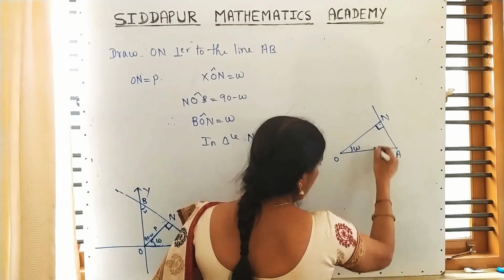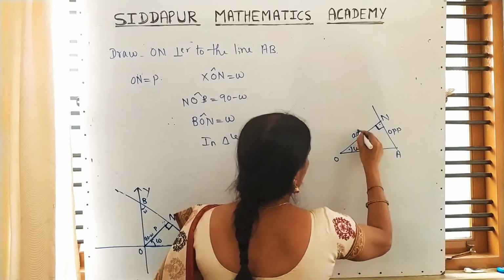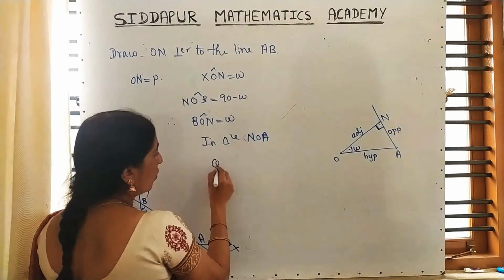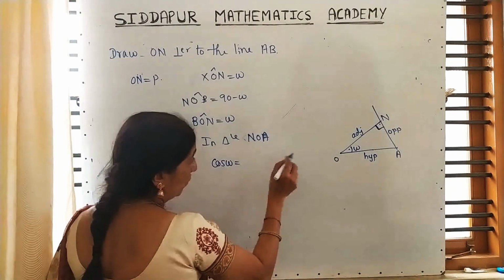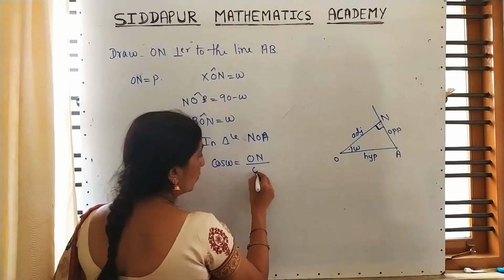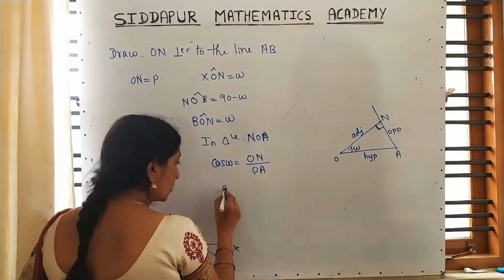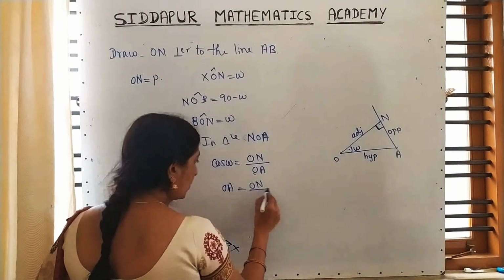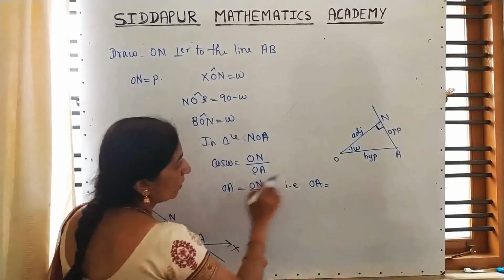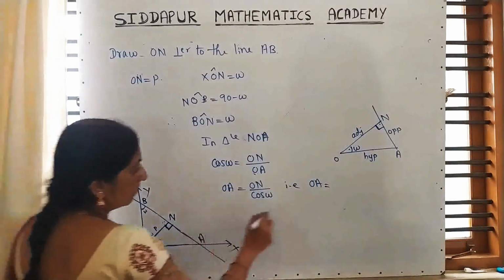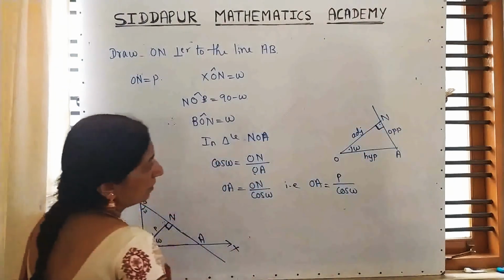This is 90 degrees, means exactly opposite is the hypotenuse, and opposite of omega, this is opposite, this is adjacent. How do you define cos omega? Cos omega is adjacent upon hypotenuse, ON upon OA. And you are familiar with ON, or you can just interchange. OA is equal to ON upon cos omega. That is, OA is equal to, what is the ON value? ON we are taking as p. p upon cos omega. For your convenience, I wrote it beside the triangle.